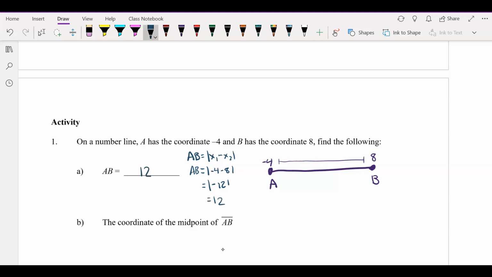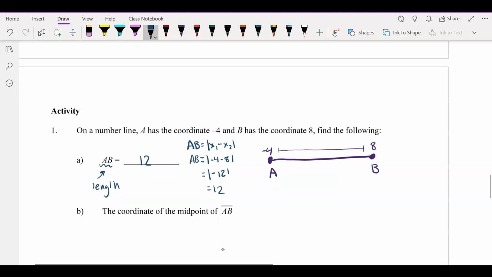Now remember, the way that this AB is written is talking about the length, not the picture. So if I were to talk about the segment of it, I would put the bar on top of it, because it's the length. We're just going to have that there.